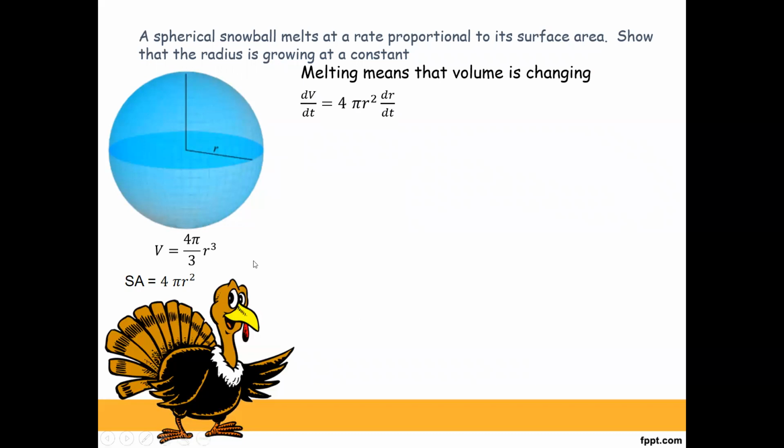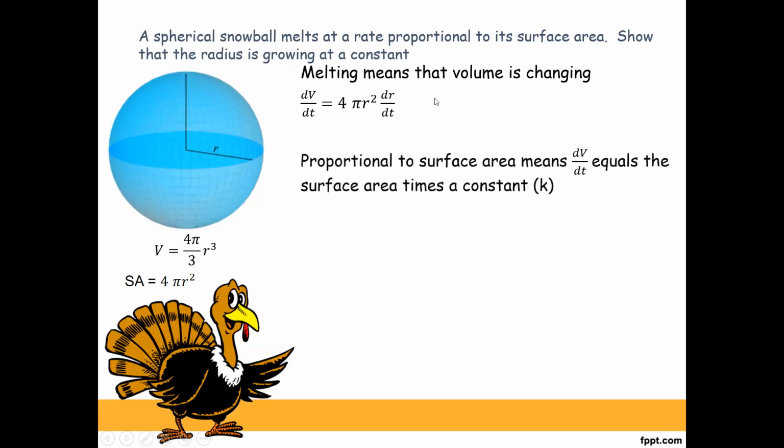Since we're using this formula, we take the derivative of that formula and we get dV/dt equals, take the 3 out in front, 4 pi r squared dr/dt. We learned that from the other slide. Proportional to surface area means the change in volume is proportional to surface area. Surface area is 4 pi r squared. Proportional means you throw a k out in front. So the change in volume dV/dt is also equal to k times surface area.